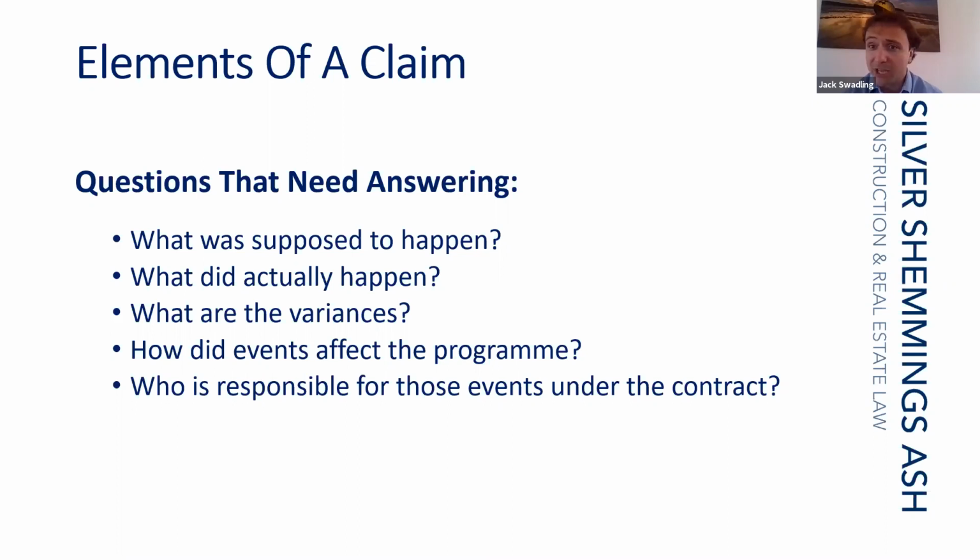Then we're looking at what things have happened that have impacted on the program that the contractor would have performed but for what it's claiming are the relevant events, and looking at the cause of the differences. So how did events affect the program? And then we're looking at who is responsible for those events under the contract. What's the allocation of those risks under what's been agreed between the contractor and employer, or contractor and subcontractor?